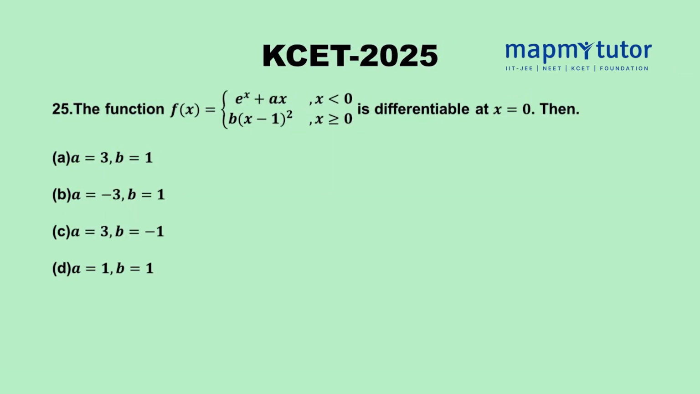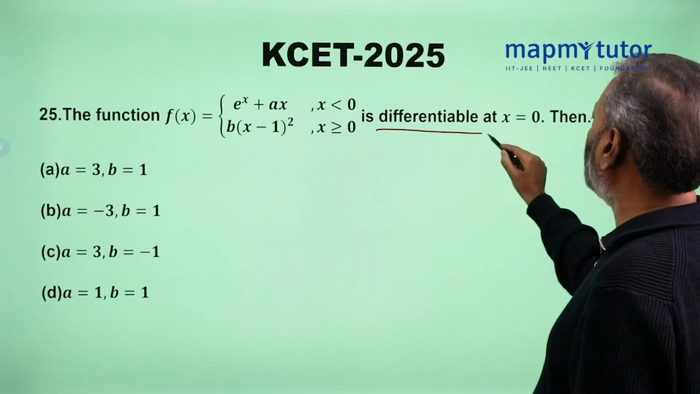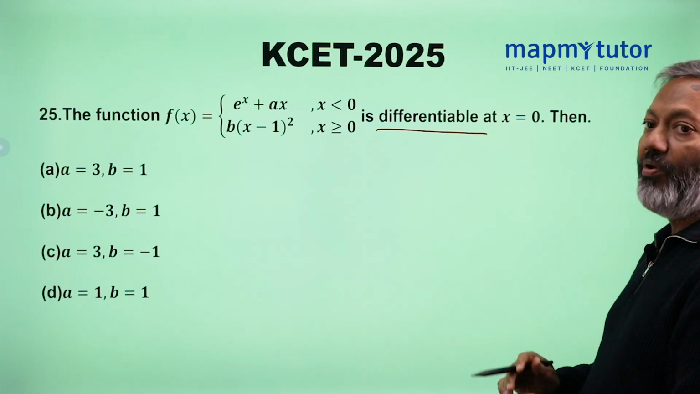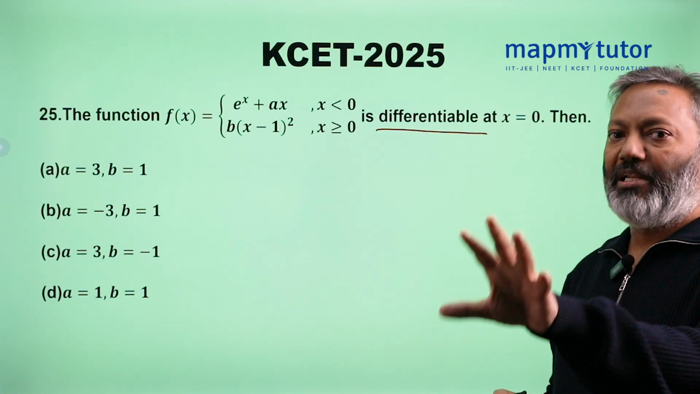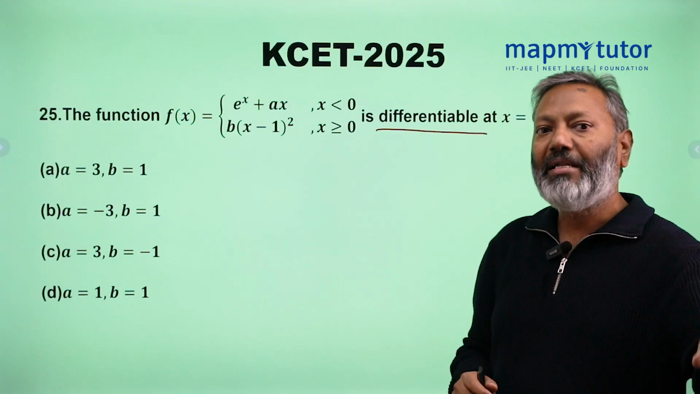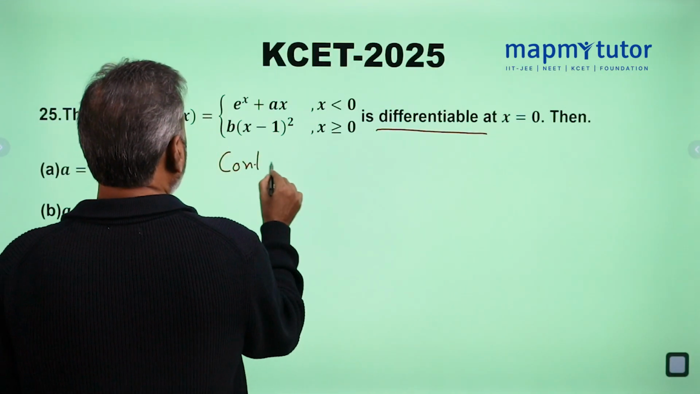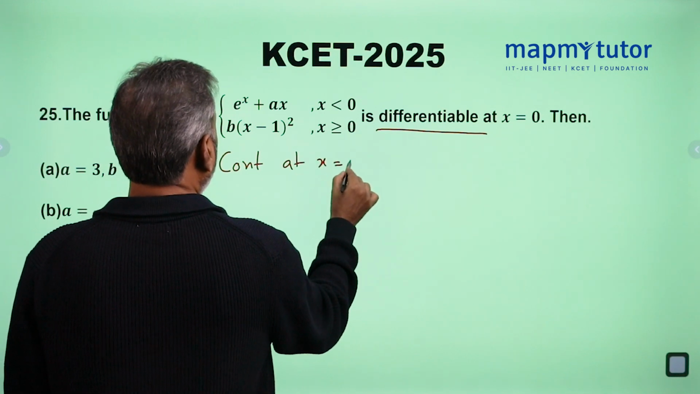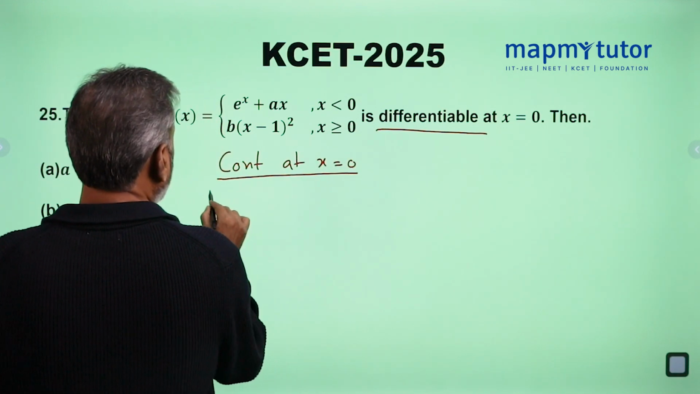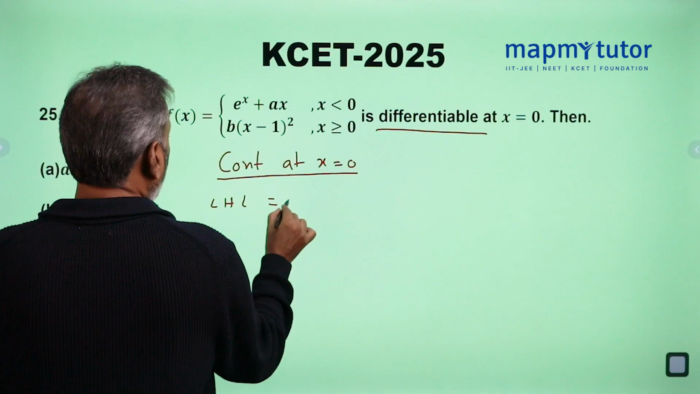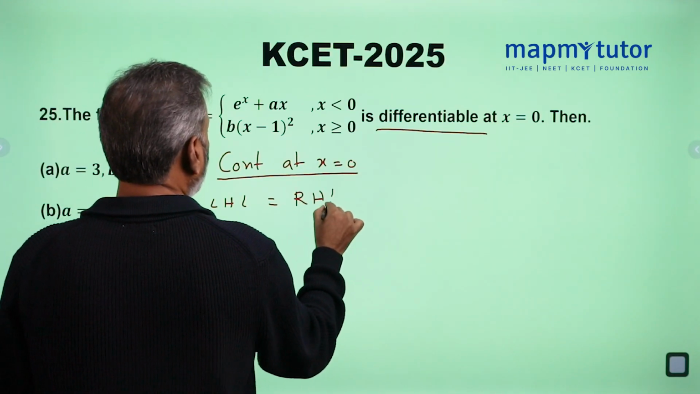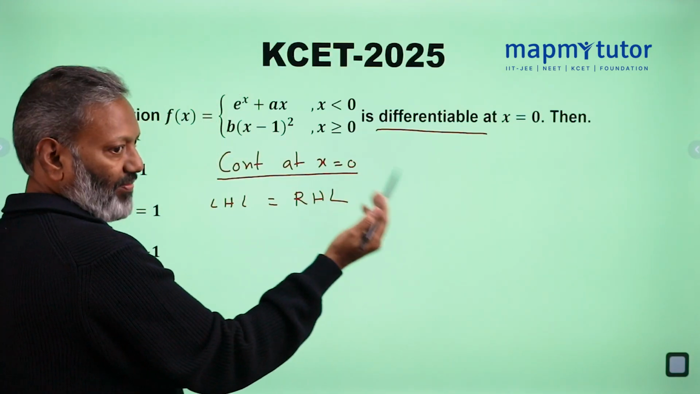See, here the function is e power x plus ax for x less than 0 and b into (x minus 1) whole square for x greater than or equal to 0. And it is differentiable at x equal to 0. We know whenever a function is differentiable at a particular point, it must be continuous at that point. So, definitely it should be continuous at x equal to 0. Once you know it is continuous at x equal to 0, left hand limit and right hand limit must be equal, and of course, equal to the function value.